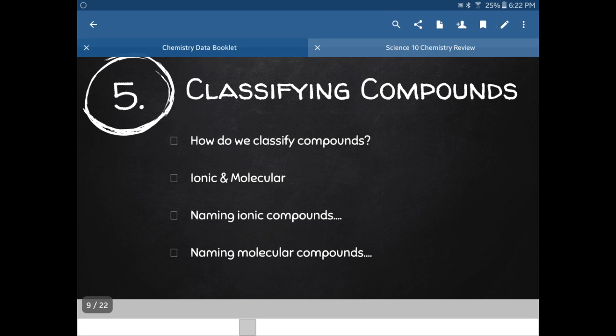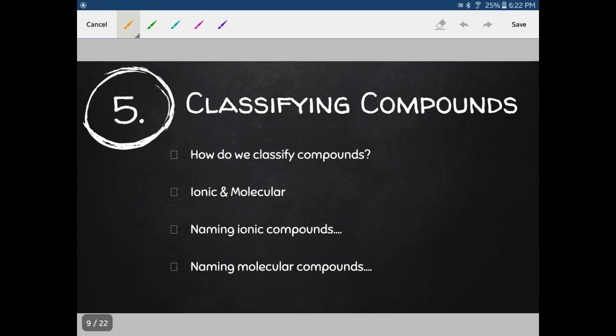Now, a few things to remember. Ionic compounds are compounds that, and I'll just write this down here, ionic equals they have or consist of a cation and an anion. All right, so the cation is your positive ion and your anion is your negative ion. All right, molecular compounds, however, they consist of two or more nonmetals.